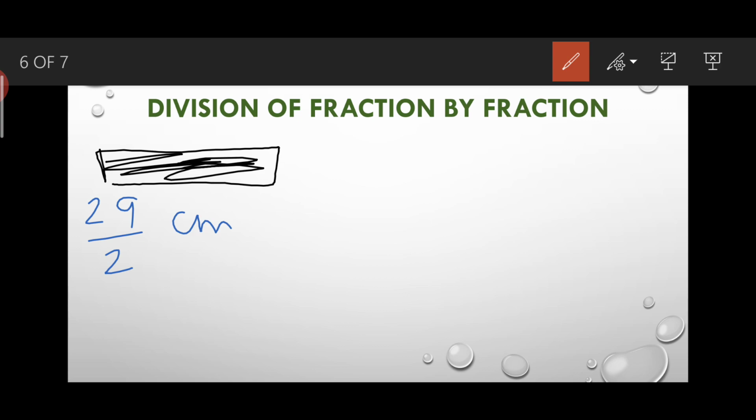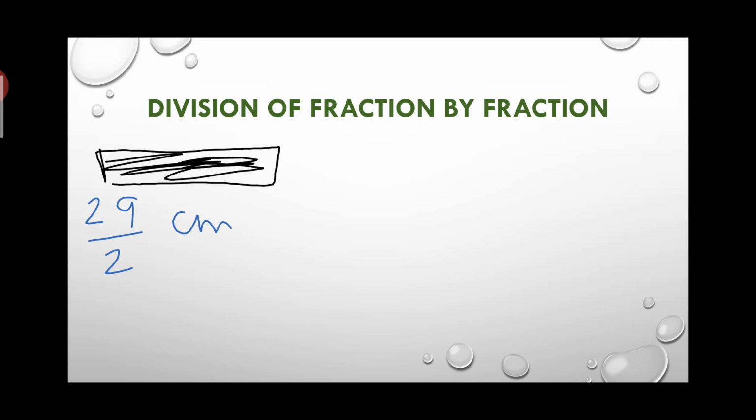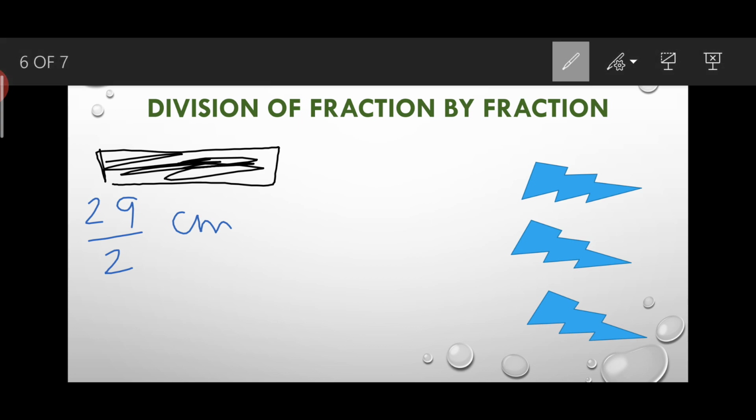You are having a very small piece of paper and its length is 29/2 centimeter, and out of this paper you have to cut out some shapes like this, 1, 2, 3 and so on. I have drawn here only 3 shapes. So what is the condition here? The condition is that the length of these shapes which have been cut out from the paper is 1/2 each.